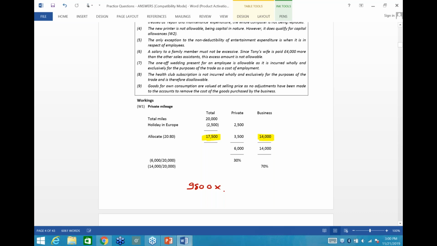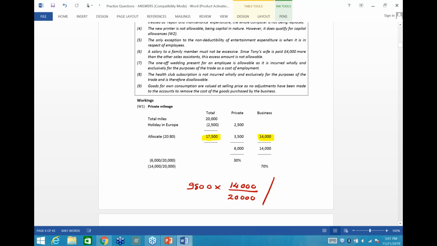From this 9,800, I have done 20,000 miles. But from that, the business mileage is only 14,000. So 9,800 divided by 20,000 multiplied by 14,000. That is the allowable amount that I can deduct as an allowable expenditure.